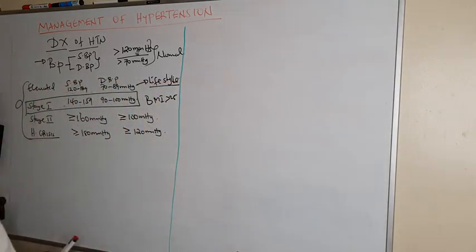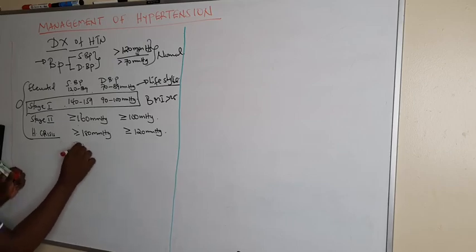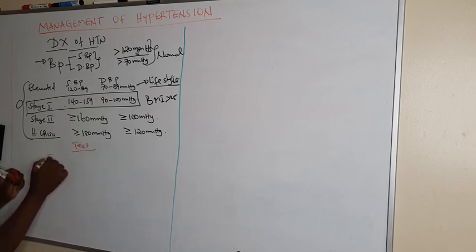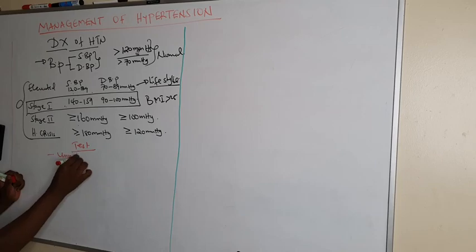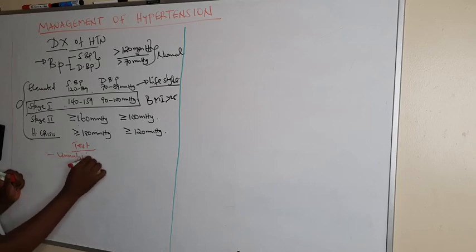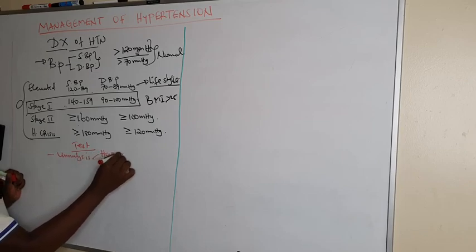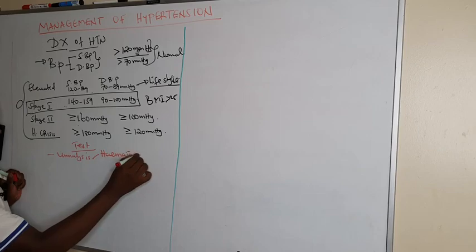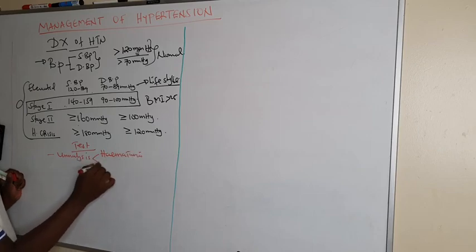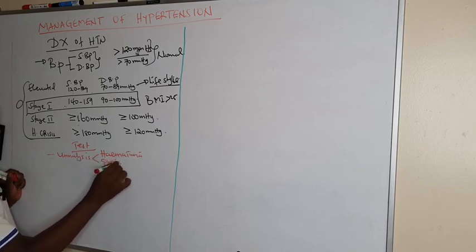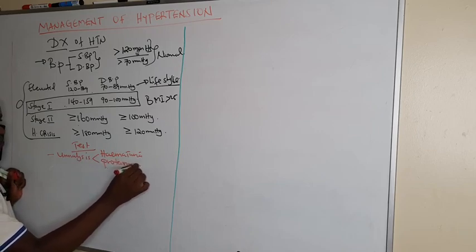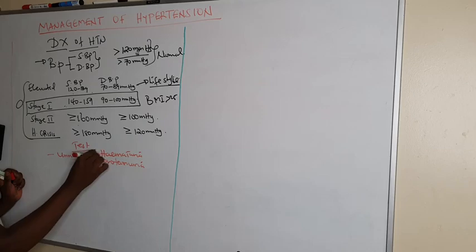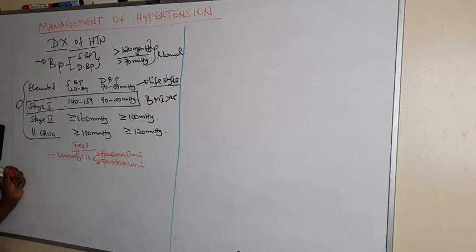Then you can also go ahead and do other lab tests. Other tests you can perform include urinalysis. Under urinalysis, you're looking at hematuria, whereby hematuria is the presence of blood in urine, and also you can look at the presence of proteins, that is proteinuria. These are the 2 things that can be indicators of hypertension.